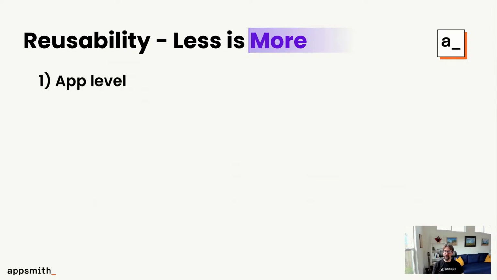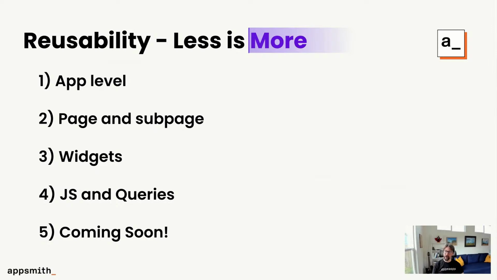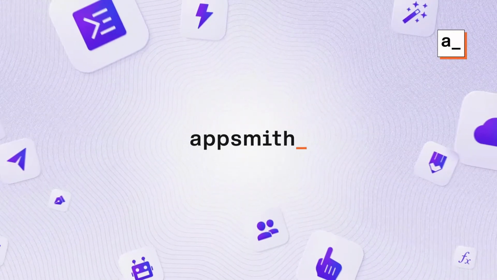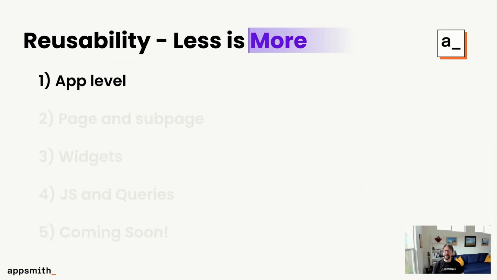As I mentioned, we're going to break this into a few different sections. First, we're going to talk about reusability at the app level. Then we're going to talk about reusability at the page and subpage level. We'll talk about how we can reuse widgets. We'll talk about how we can reuse JS and queries, and some things that are coming up, which you may have heard about, but we'll dig into a little bit more. To start with, let's take a look at app level reusability.